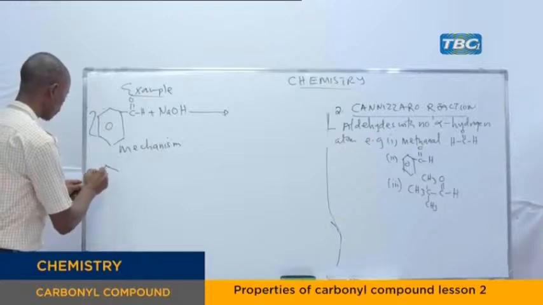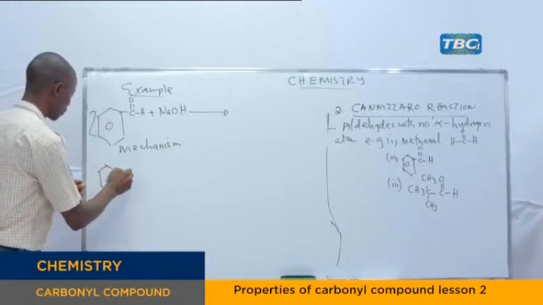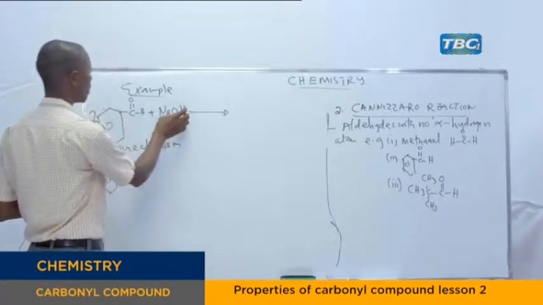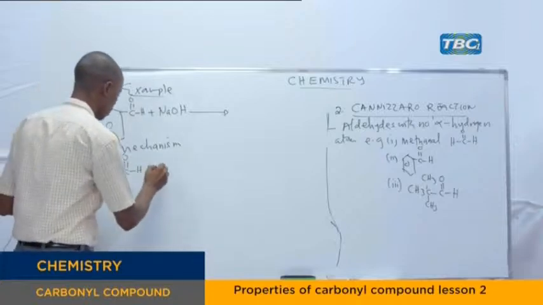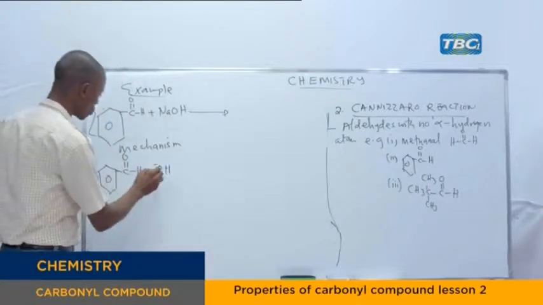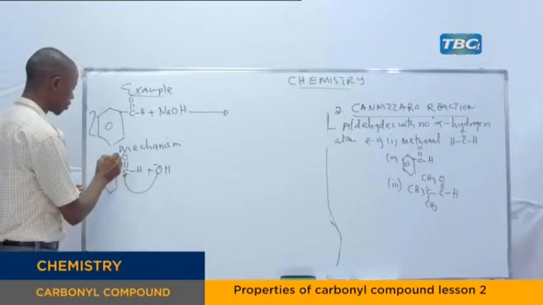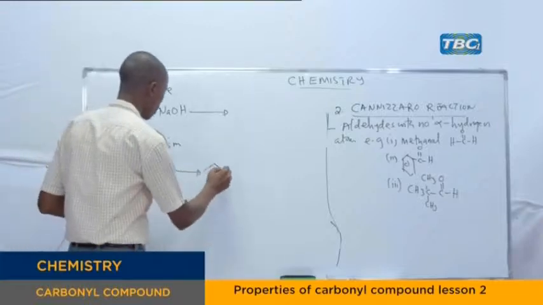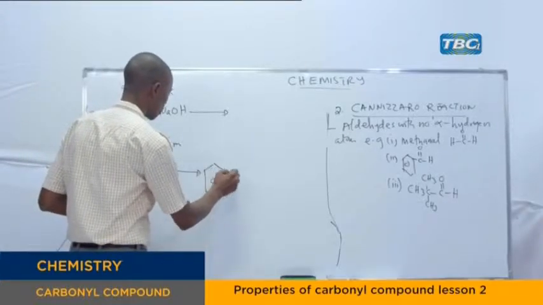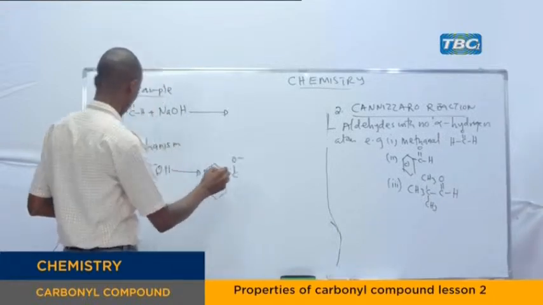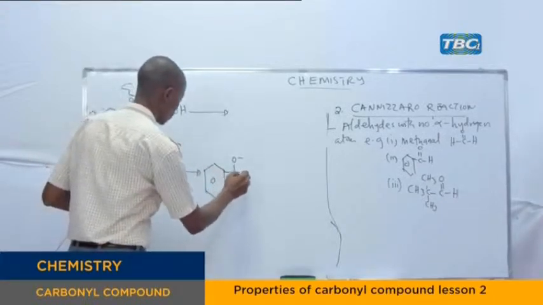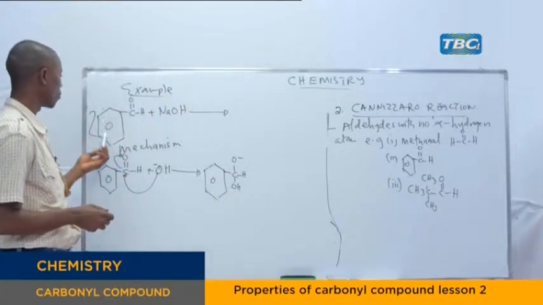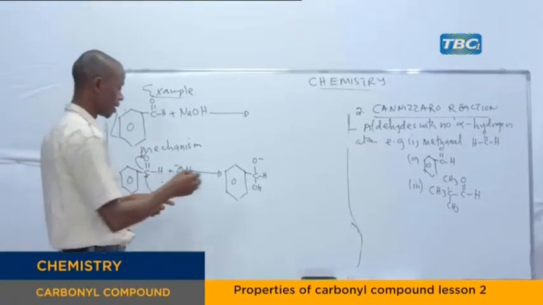The first step: this reaction is initiated by the hydroxide group from sodium hydroxide. Now this will attack this carbon atom, making the electron move to the oxygen atom in that way. The product here will be this compound. Now this compound which is formed will react with another molecule of benzaldehyde.